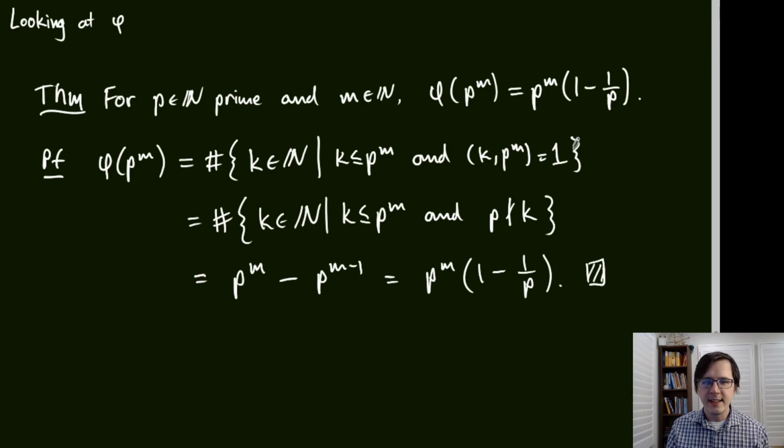Basically, if the GCD of k and p to the m were not 1, then that would mean that p is a divisor of k. And if it is 1, then p is not a divisor of k. So we can just replace this with p is not a divisor of k. And this should be a less than here. So what we can do is take the number of numbers less than p to the m, which is p to the m, and then subtract off the number of numbers which have p as a divisor. That's every pth number starting from 0, so there are p to the m minus 1 of those, because p to the m is not part of the set. Then we can factor the p to the m out, and we get the formula.